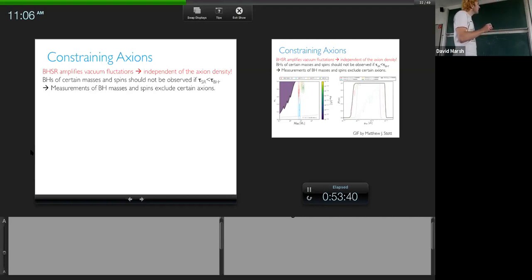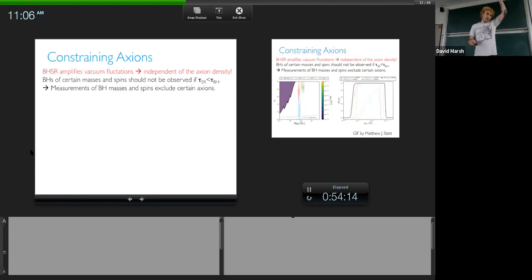Okay, so it's a very, very generic process because you've got exponential amplification of fluctuations. You can start this process from a vacuum fluctuation, so you don't need to have dark matter axions around. You just have some vacuum fluctuation, and then very quickly that will get populated into the classical regime, and now you can just think about ordinary superradiance. So you don't need a background density.